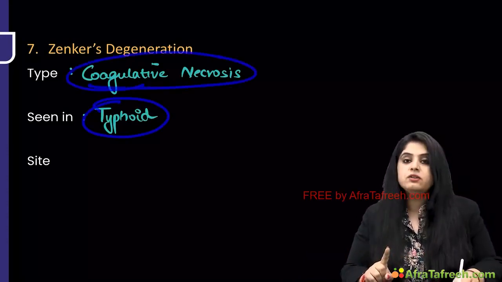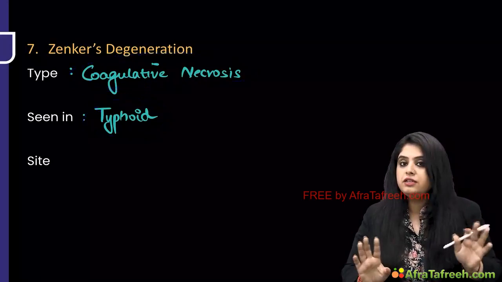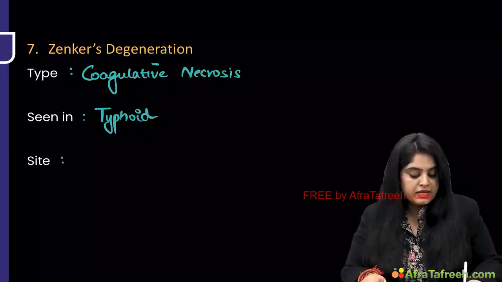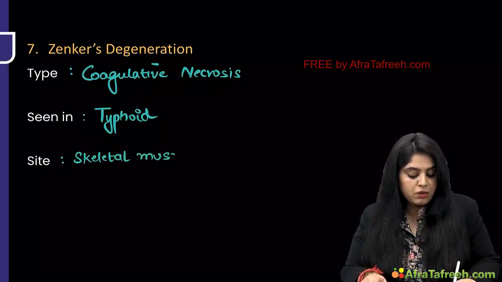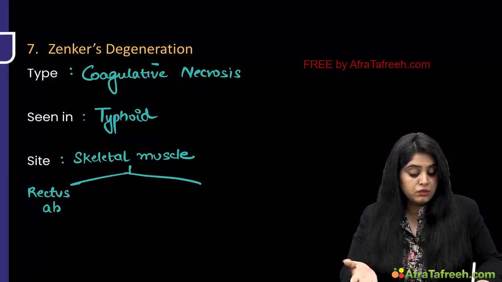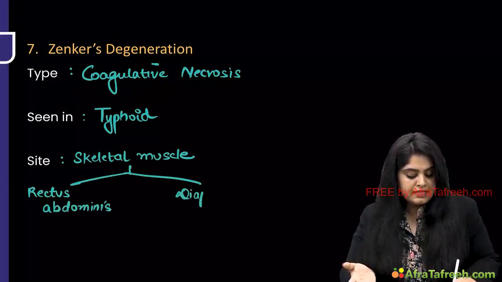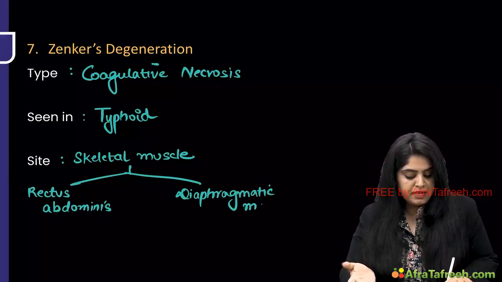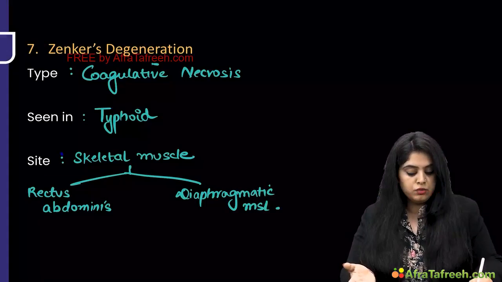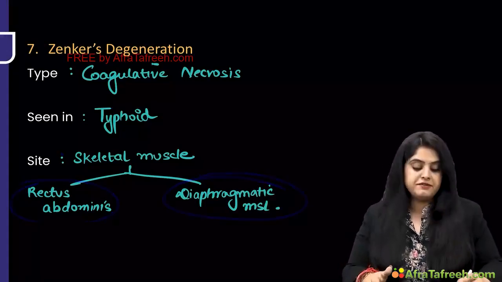It is a type of coagulative necrosis not occurring in the intestine. No, it has nothing to do with food poisoning. It is to do with skeletal muscle. This is a necrosis that has happened as a complication in the skeletal muscle, and two very important muscle groups that are affected are rectus abdominis and diaphragmatic muscle. These are the two groups of muscle which are very commonly affected with Zenker.